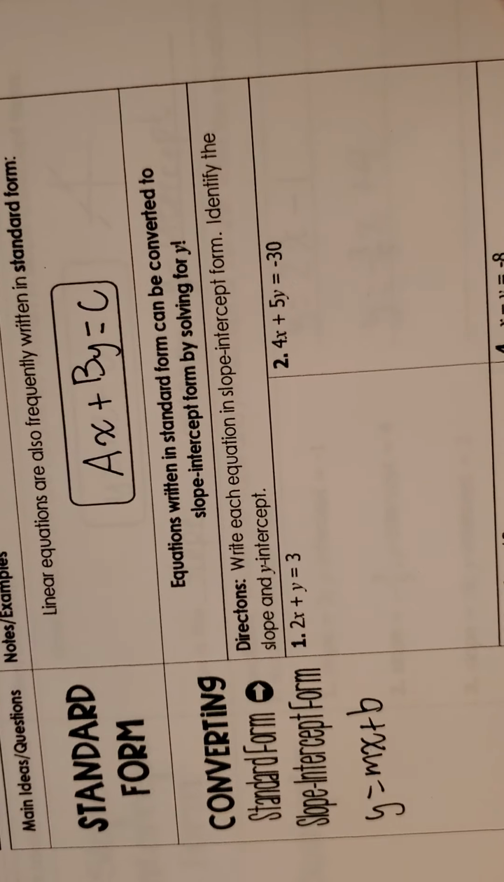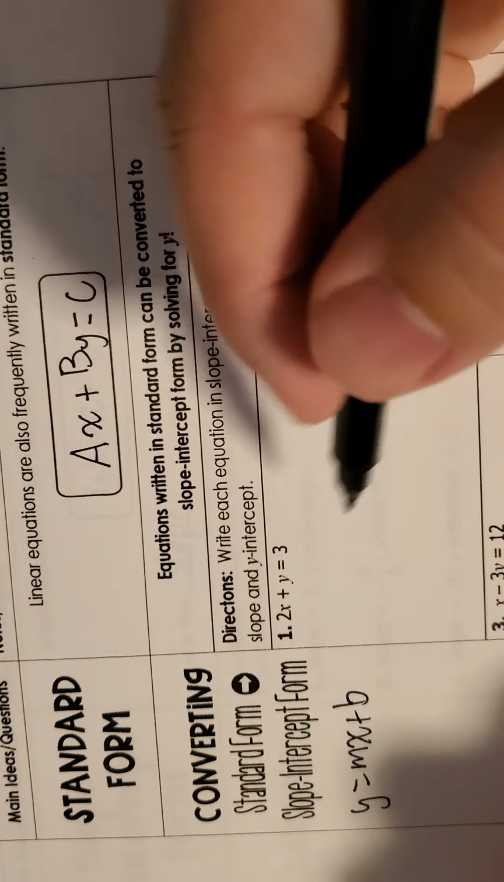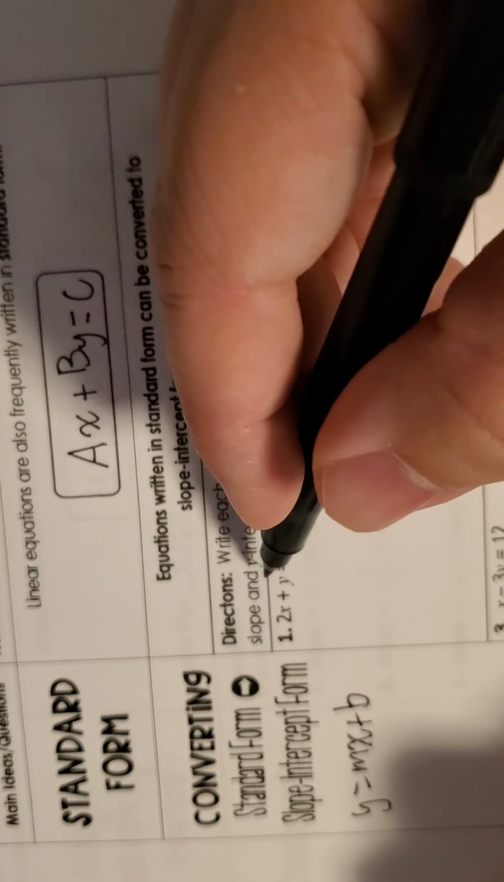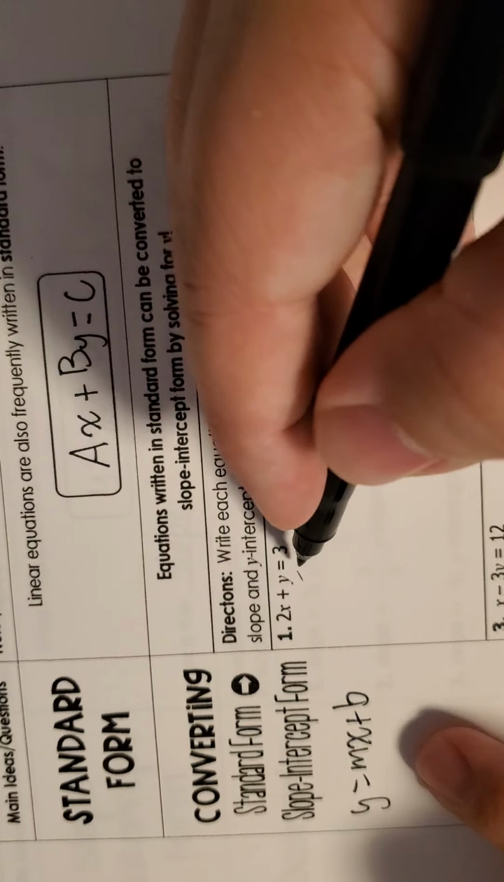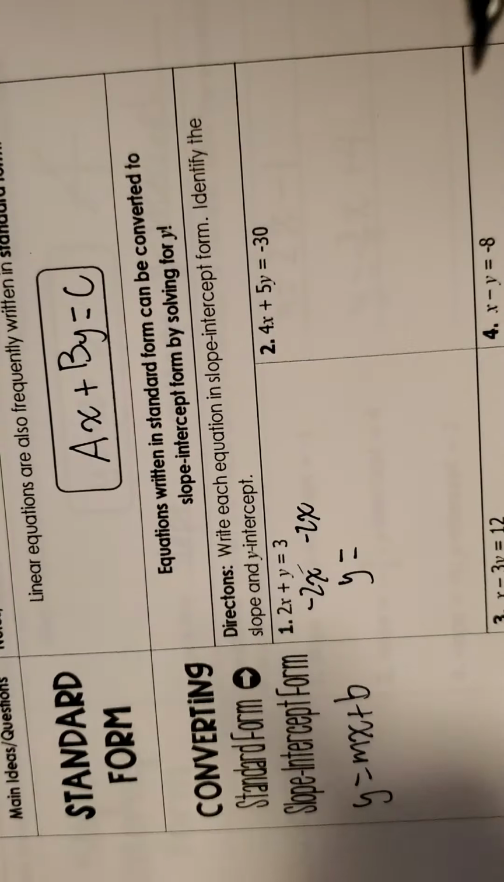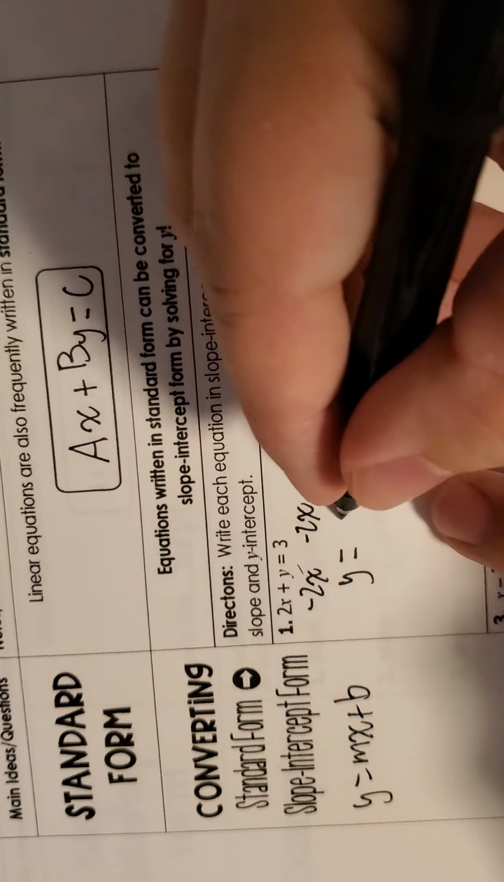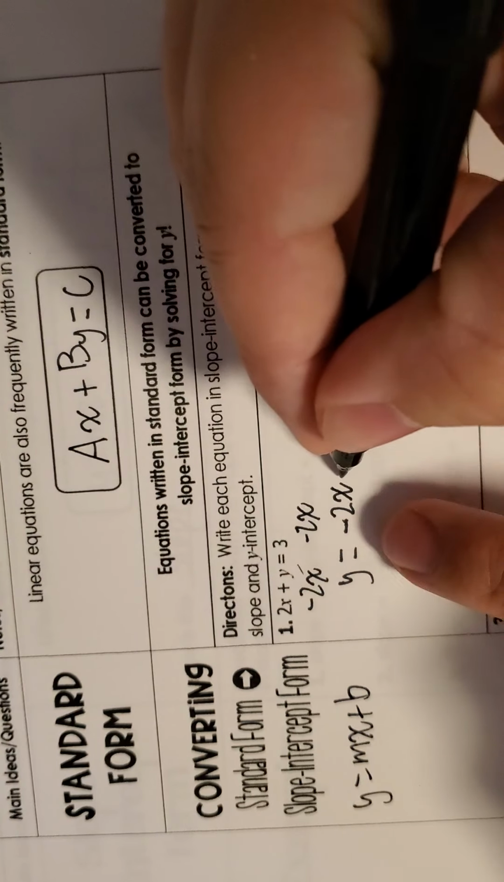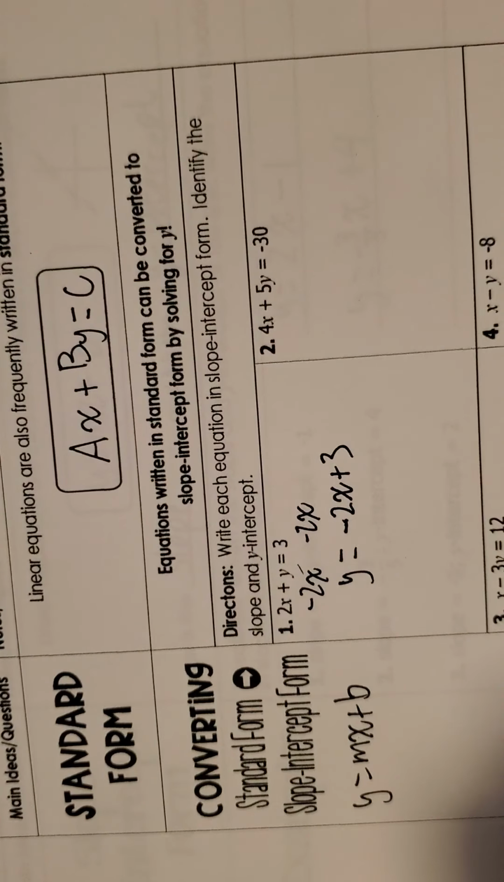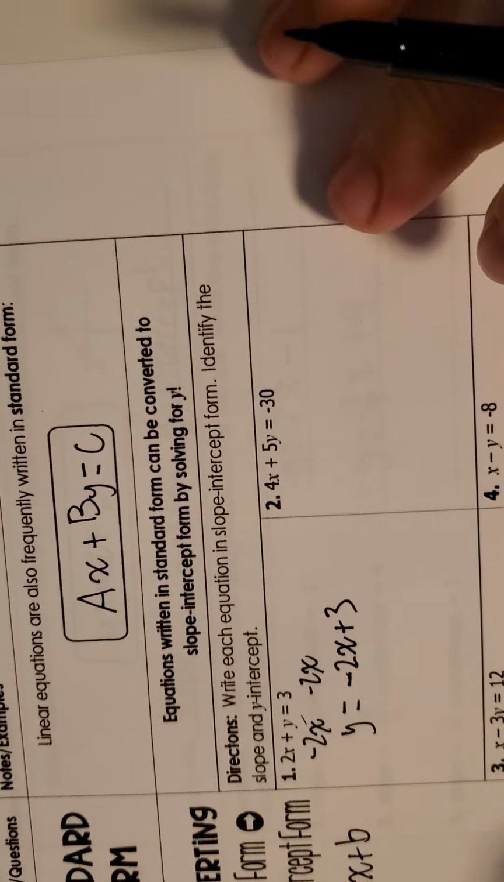Okay, so what does that look like? Let's look at this first one here. So again, we're going to basically make this y by itself. So we're going to subtract 2x from both sides, y equals, and because we want it in slope-intercept form, I'm going to rearrange it so that the 2x is at the front, just like that. Pretty straightforward.